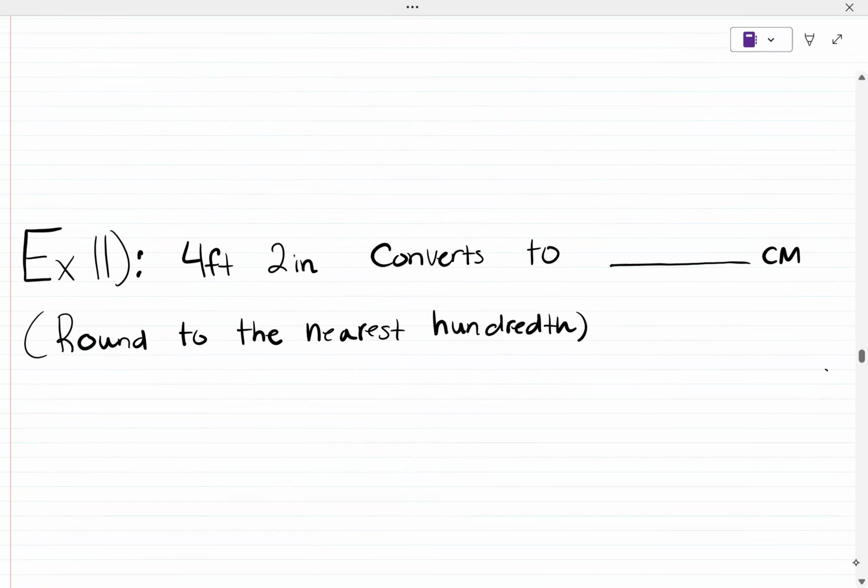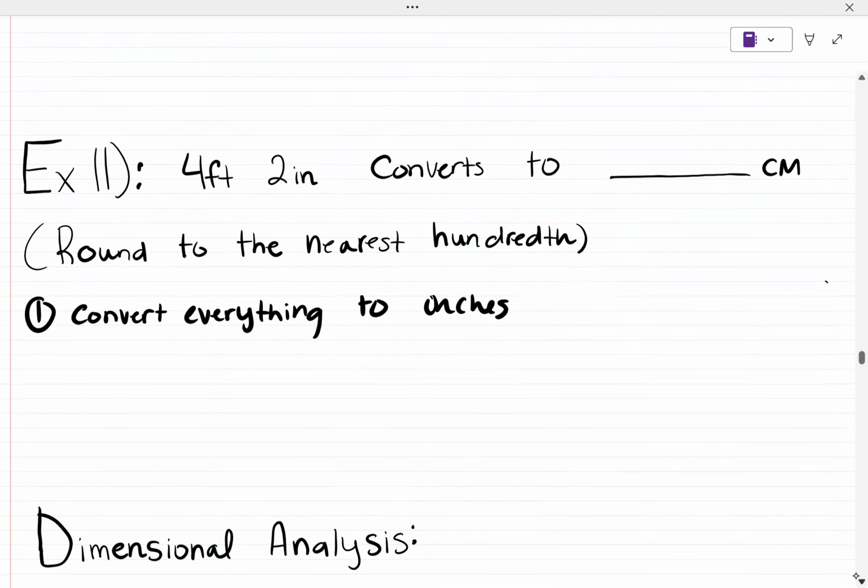Okay, example 11. We have 4 feet and 2 inches converts to how many centimeters? Round to the nearest hundredth. First, what we've got to do is this is like a two-step. You must convert everything to inches. Okay, so let's do that.